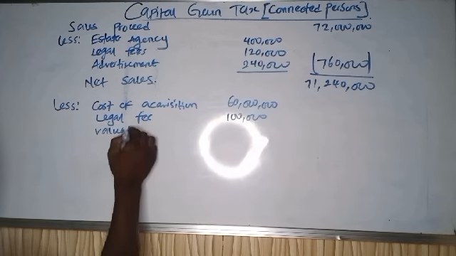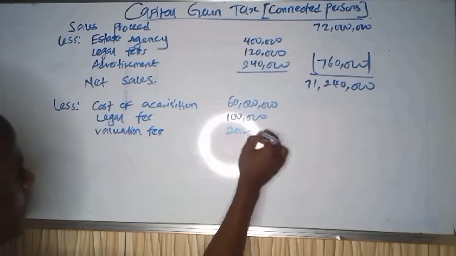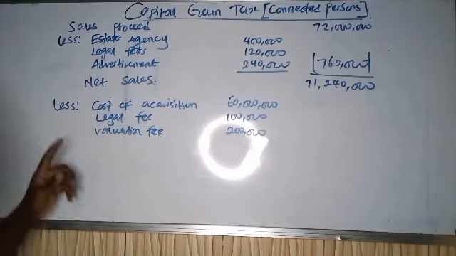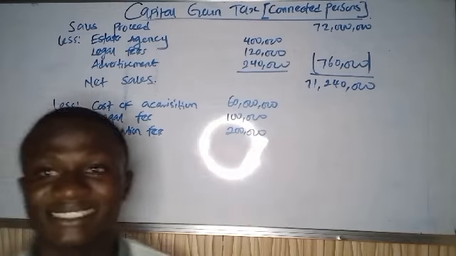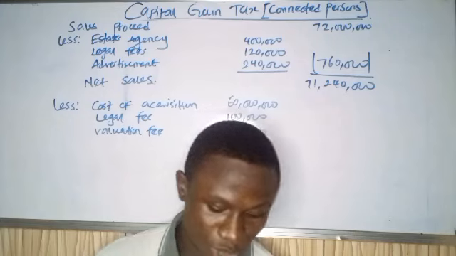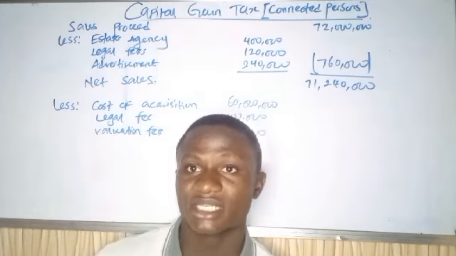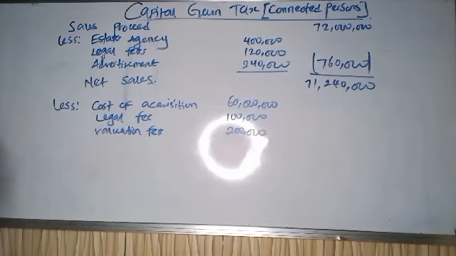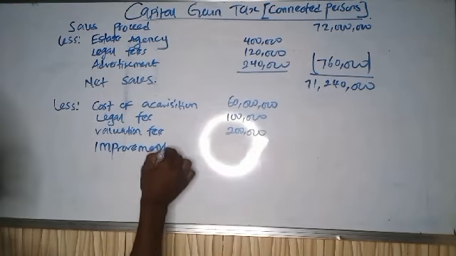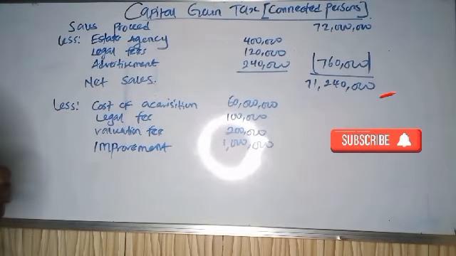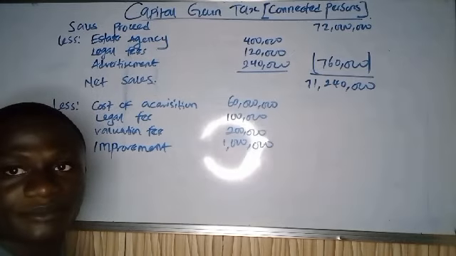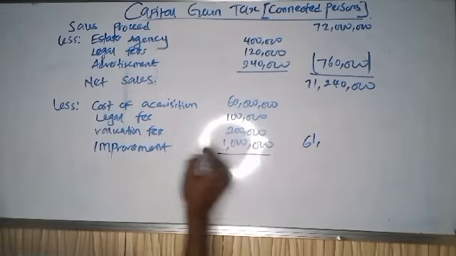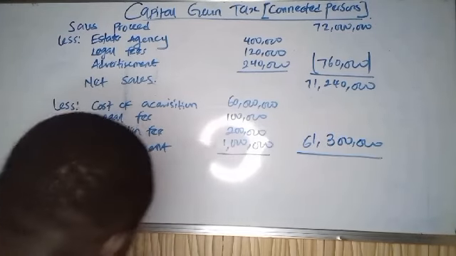200,000 for valuation fee. So these are the costs from the question: legal fee 100,000, valuation fee 200,000. And don't forget that I said there is this particular cost, improvement. We are going to add it because it's part of the cost that improves the asset. I told you that they are all part of the cost of the asset. So improvement is 1 million naira. If we sum all this up, we get 61,300,000. So these are the costs of acquisition.